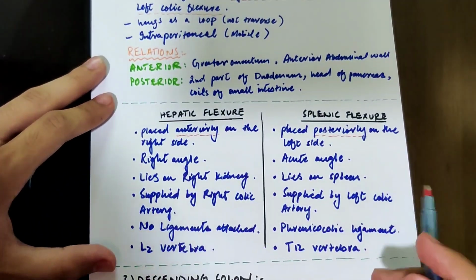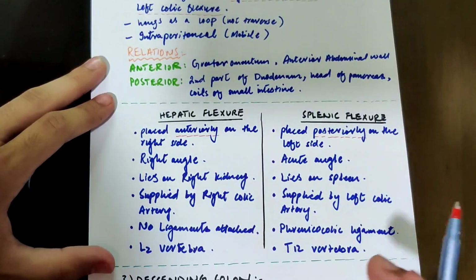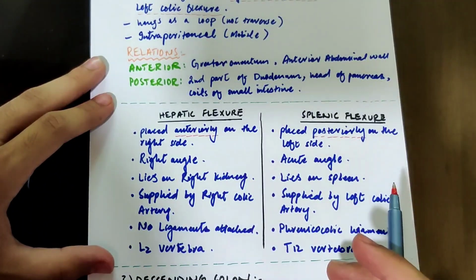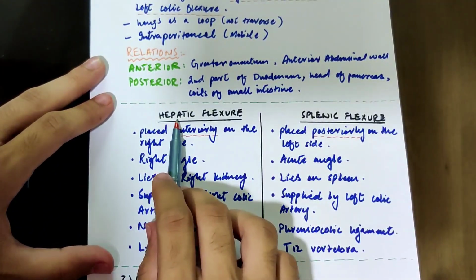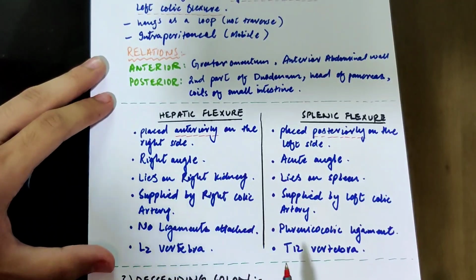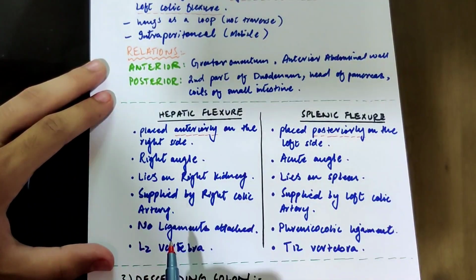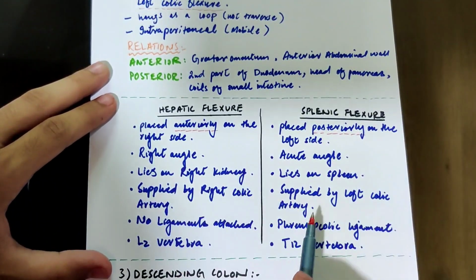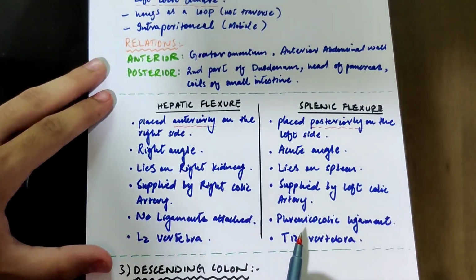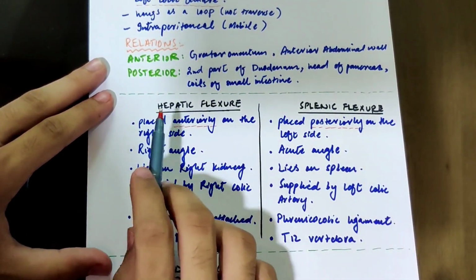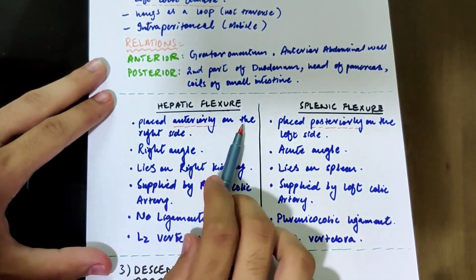Now we talked about the two different flexures, the right colic flexure and the left colic flexure. So the right colic flexure is also known as hepatic flexure because the liver is present immediately above or superior to the right colic flexure. So we have the differences between the right and the left colic flexure. The right colic flexure, the hepatic flexure, is placed anteriorly on the right side.